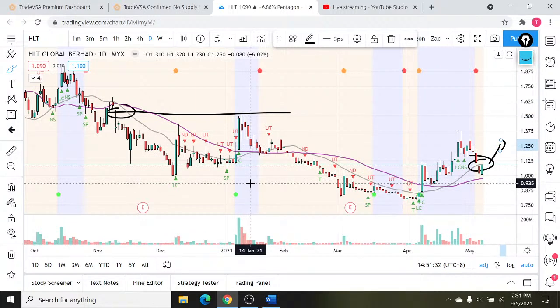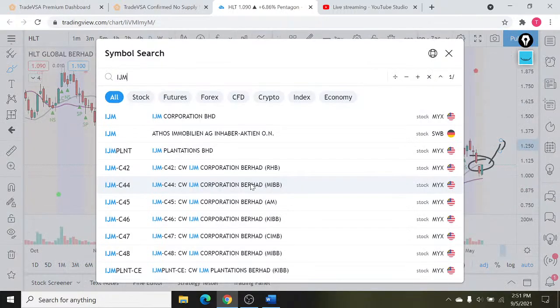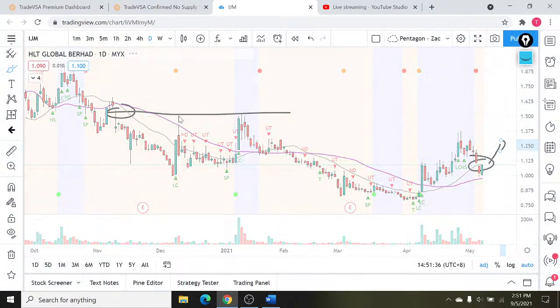IJM. Let's try IJM and we look into QES and Asia Poly. Then we'll close for today's session.